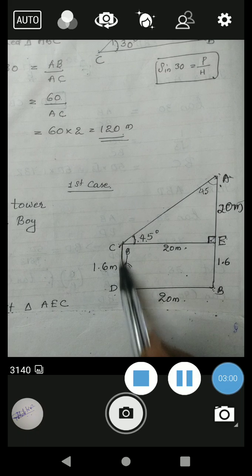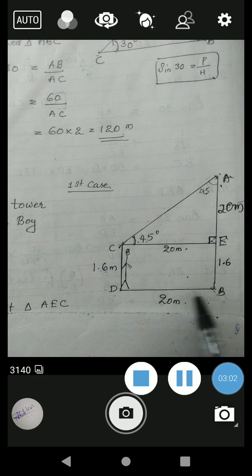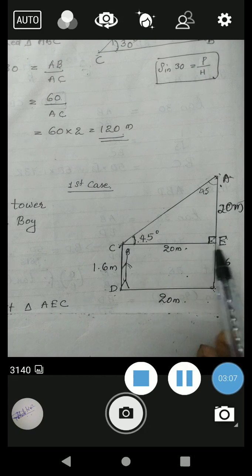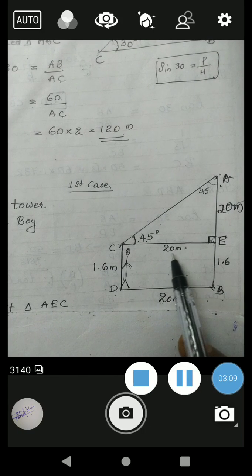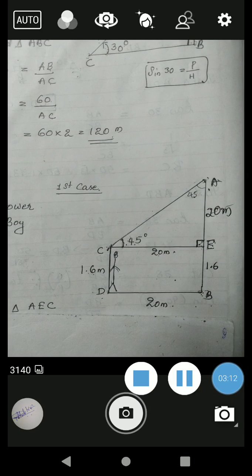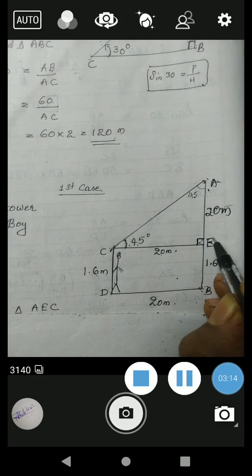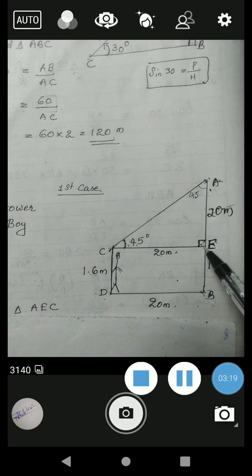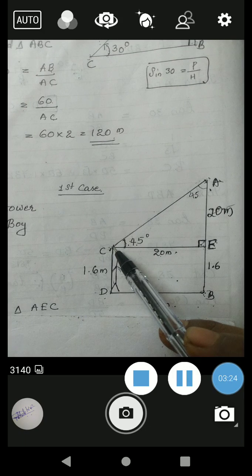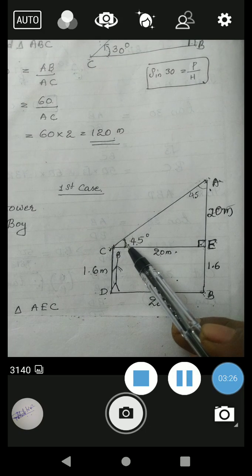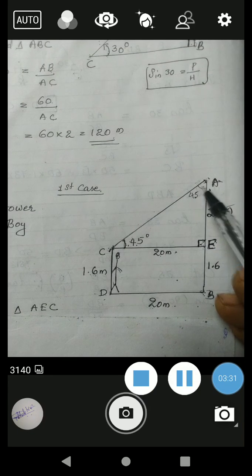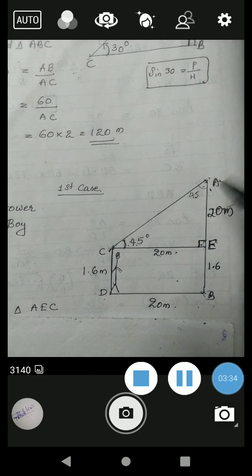At this case it is a rectangle, therefore DB is equal to CE. So here also we can write 20 meter, and we can write this point as E. Now you can see a right triangle here. AEC is a right angled triangle. This angle is 45 degree, this angle is also 45 degree. So you can find AE.